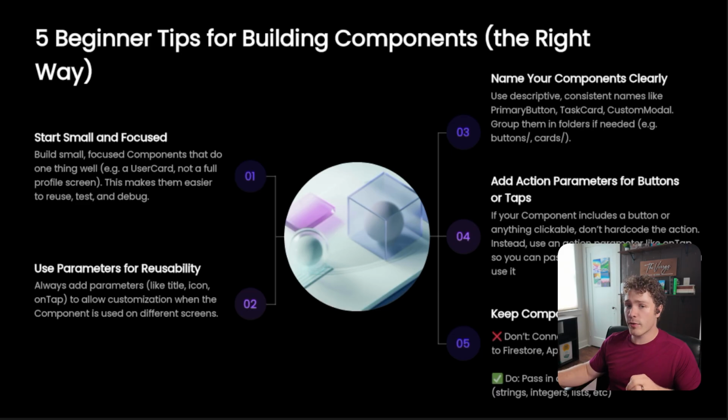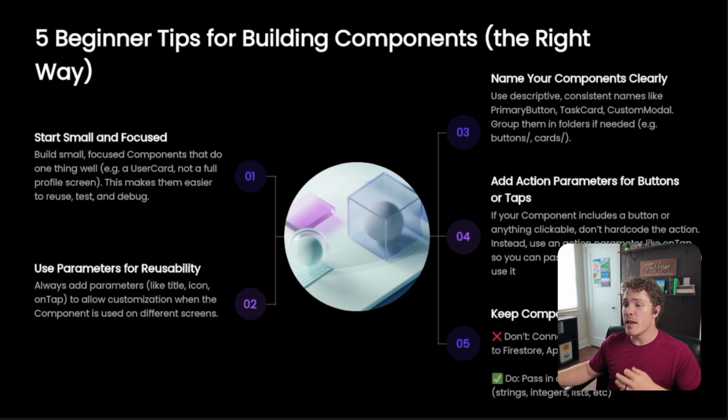Use parameters to make your components dynamic. Let's say you build out a card component. If you hard code the title and image, you can only use it once. But if you add parameters like title, subtitle, and image URL, you can use the same component across your whole mobile app with different data.